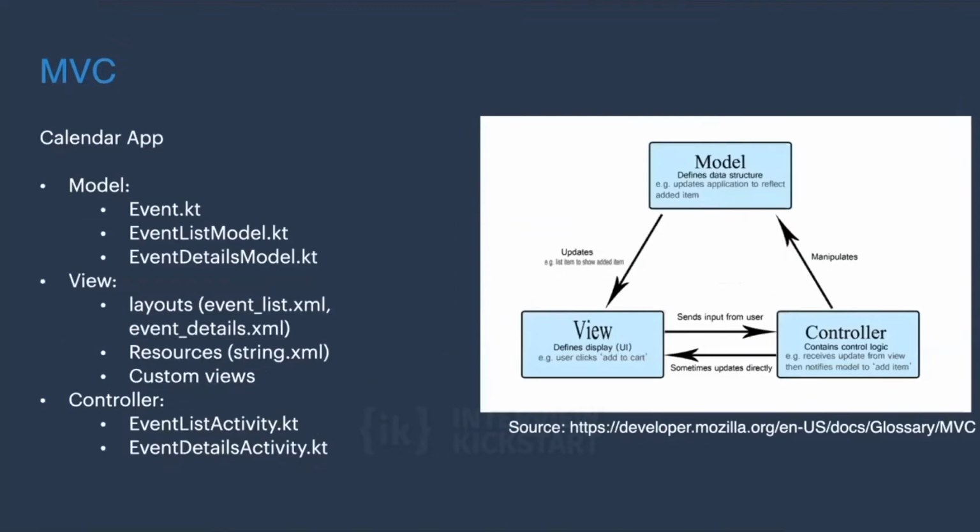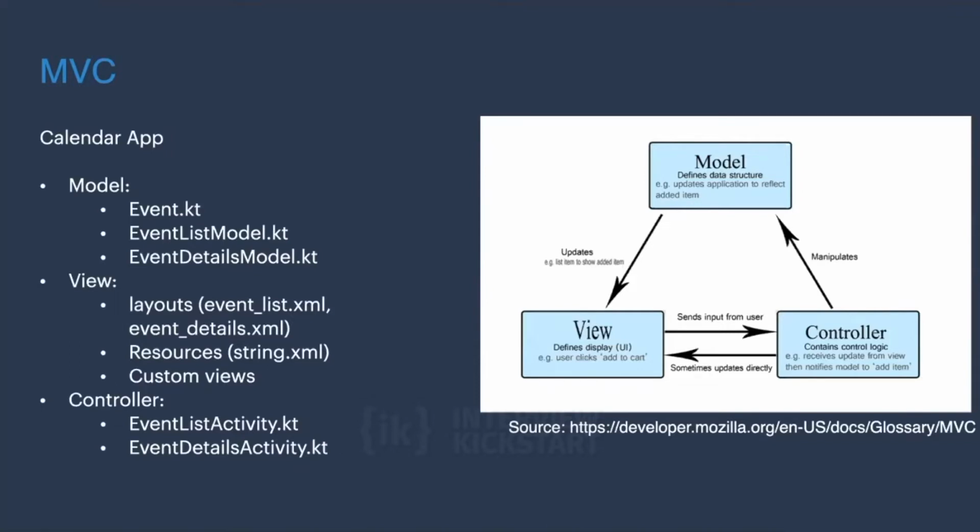But if we look at our calendar application, which we are seeing as an example here, how can we design it? We can have a model where we'll have an event list model, an event details model, and the event data. In the view section, we'll have all the layouts, all the XML files and resources, and any custom views. The controller will have the event list activity, which we can consider our main activity here. If you don't want to include a splash activity, then the event list activity can be our main activity. And then we'll also have the event details activity.